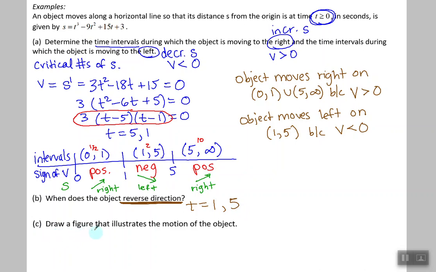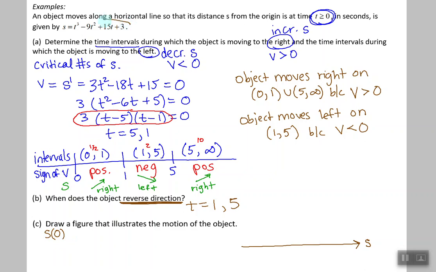C, draw a figure that illustrates the motion of the object. So because this object is only moving right and left, we're going to show a horizontal line that is labeled as S for the position of the object. Now we want to note some positions where it is at some important points in time, like the time at the beginning. So what is the position at time 0?